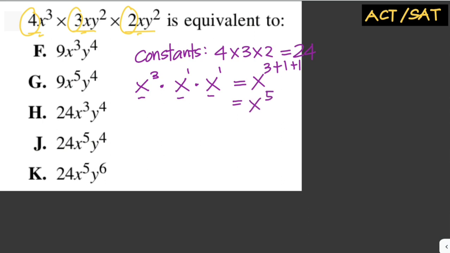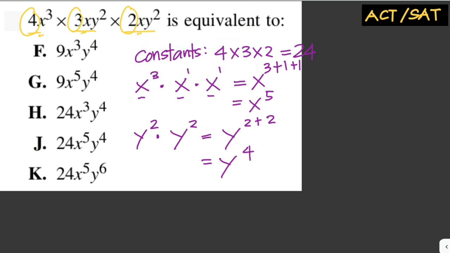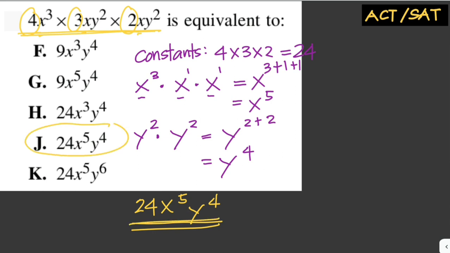Now we can multiply or combine the y terms. We have y squared times y squared. So this would just be y to the 2 plus 2. So this is just equal to y to the fourth. And then combining all the terms together, we have our constant 24, x to the fifth, y to the fourth. So this is our answer. So this expression here is equivalent to this one. So the answer here is letter J.